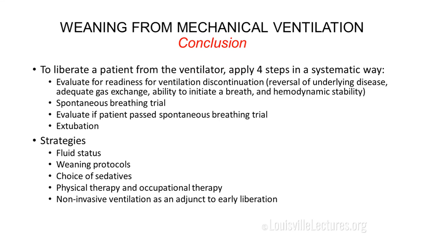So just to conclude what we talked about, to liberate a patient from the ventilator, you apply 4 steps in a systematic way. So you evaluate for readiness for ventilation discontinuation. Whatever brought the patient to the ventilator, has that been controlled? So reversal of underlying disease. Does the patient have adequate gas exchange? I'm not going to do that if the patient has a PEEP of 12, if the FiO2 is 70, if the patient's blood gas today, the PO2 was 50.